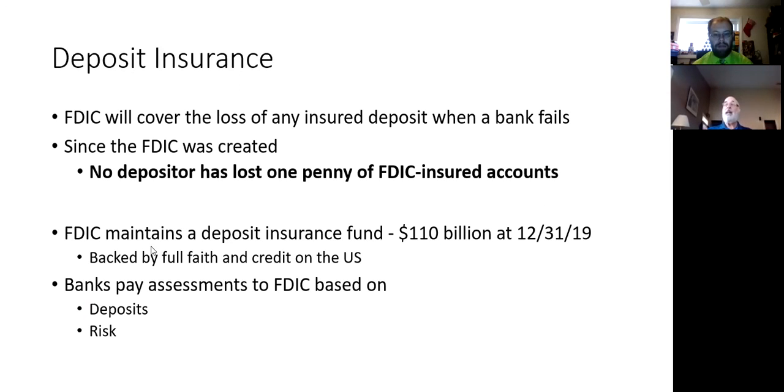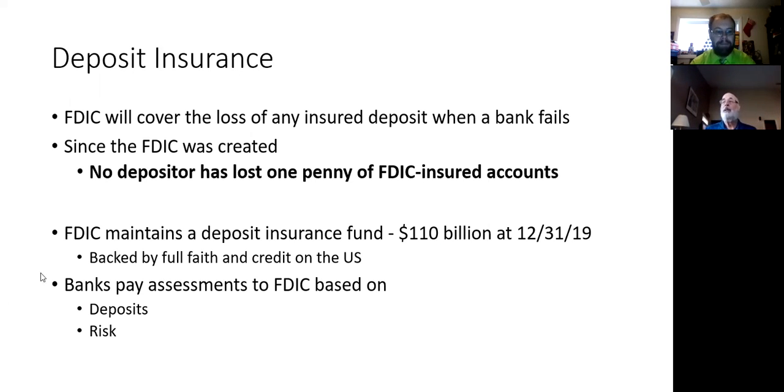So in order to do that, the FDIC maintains a deposit insurance fund. And as I mentioned before, as at the end of last year, that fund had $110 billion in it. In addition to that, the FDIC is backed by the full faith and credit of the US. So in case, for some reason, they needed more than $110 billion, they can borrow from the US government, and they'll back them up.